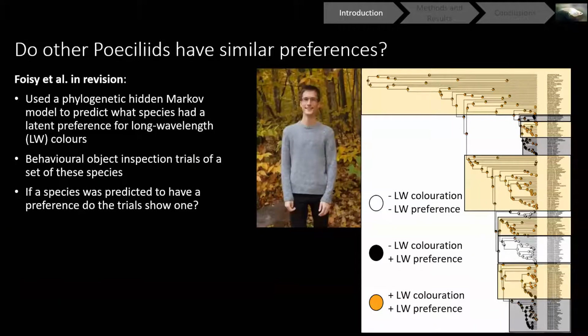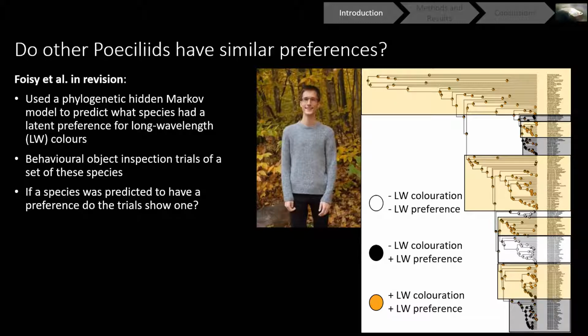This research was further expanded by a previous member of our lab, Michael Foisey. He wanted to know how widespread this preference is across poeciliids. And so he used a phylogenetic hidden Markov model. What this model did is predict if a species had a preference for a long wavelength color. And so he was able to predict, which you can see in the phylogeny here.